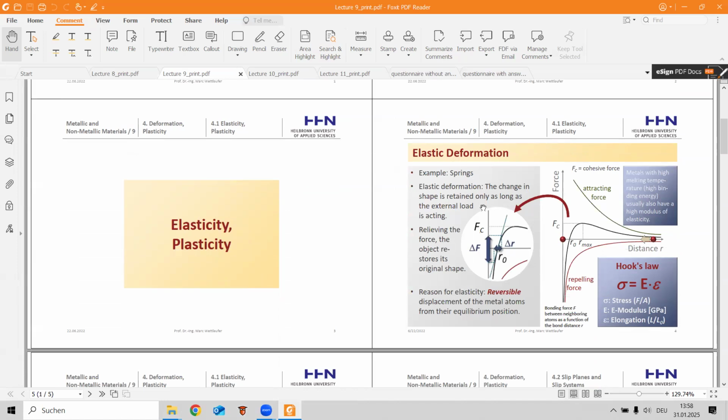In elastic deformation, the change in shape is retained only as long as the external load is acting. Relieving the force restores the object's original shape. The reason for elasticity is the reversible displacement of metal atoms from their equilibrium position. So we have F, the force, attracting force, repelling force, distance r, maximum distance, and r0, the equilibrium distance.